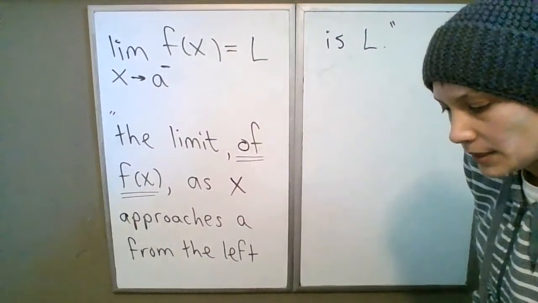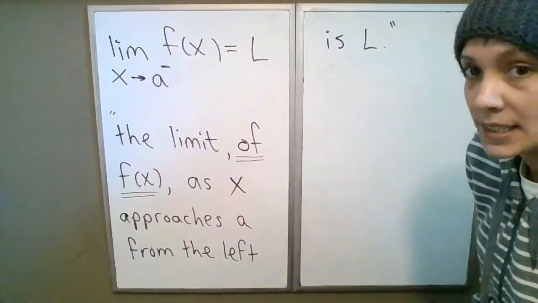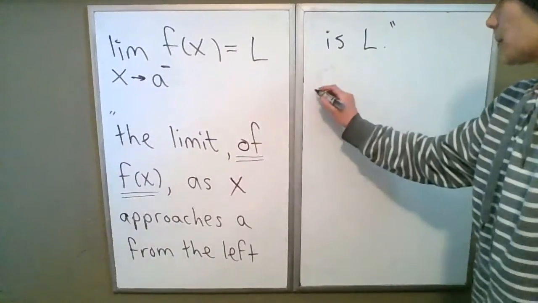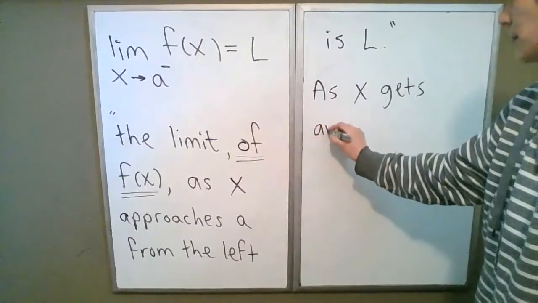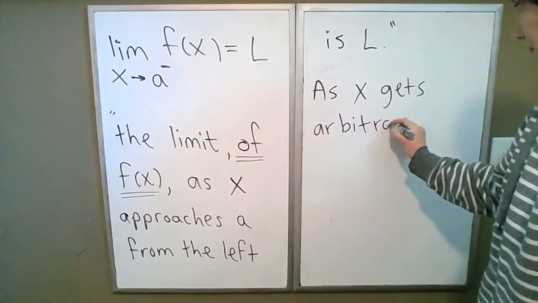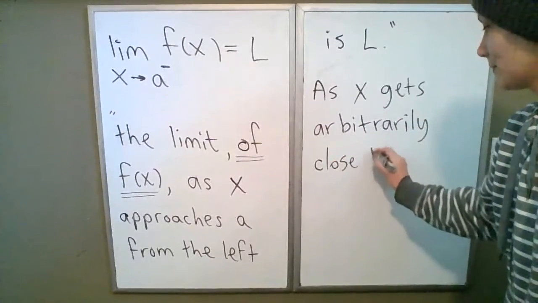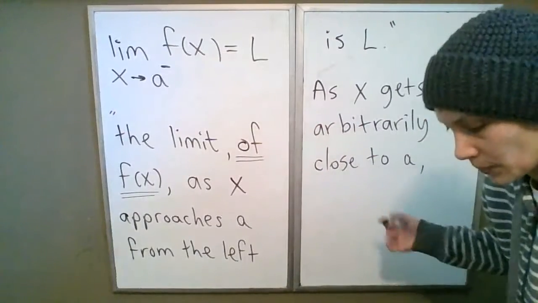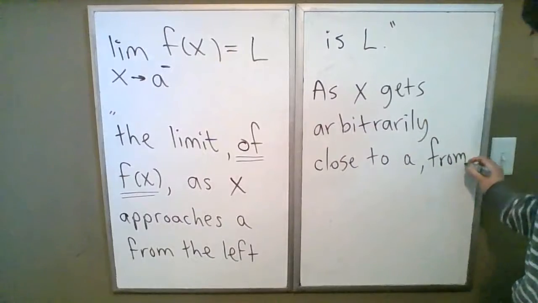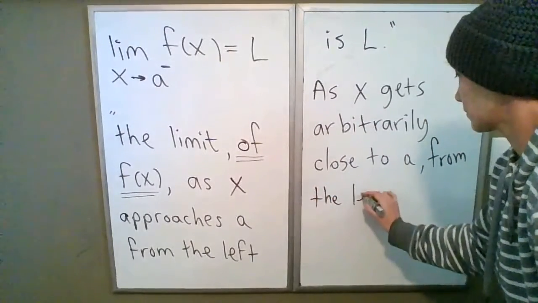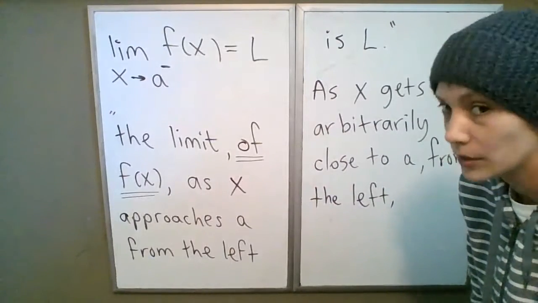And then I wrote down an explanation, and again, I left a little bit out of the explanation. So what we're looking at is x getting arbitrarily close to a from the left. We have f of x getting arbitrarily close to L.